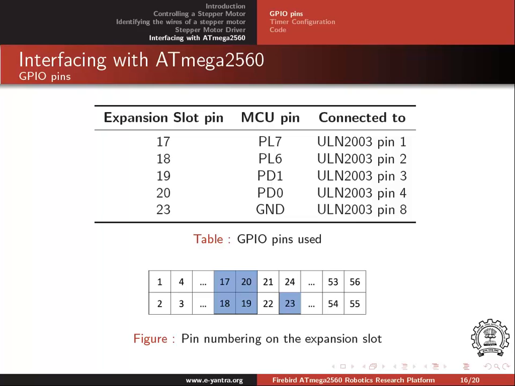The pins are numbered on the slot as shown in the figure. Note the unusual snake-like numbering of the expansion slot. Pins 5 to 16 and 25 to 52 are not shown for clarity. We will be using the pins 17, 18, 19, 20 and 23.